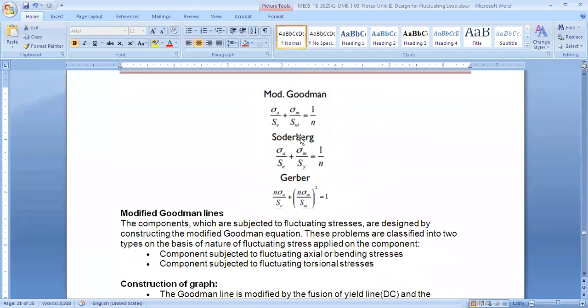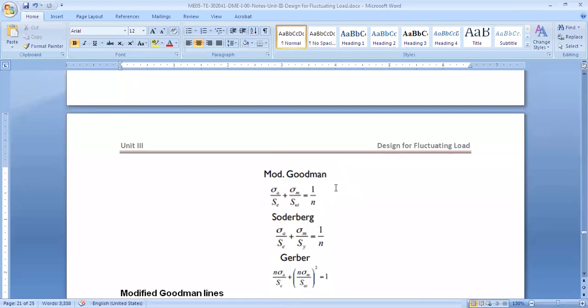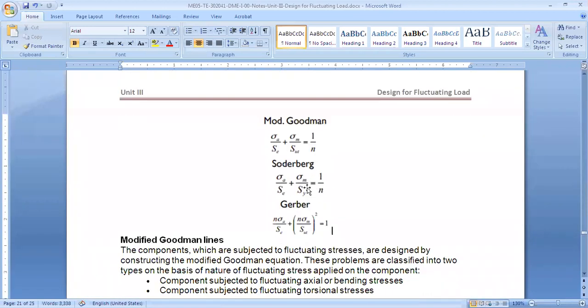So the Goodman line will become sigma A upon SE; we have actually used different terminology here, but it is the same thing, like sigma M upon SC. Gerber's is a parabola, Goodman is a straight line: sigma M upon SUT plus sigma A upon SE is equal to 1 upon n.